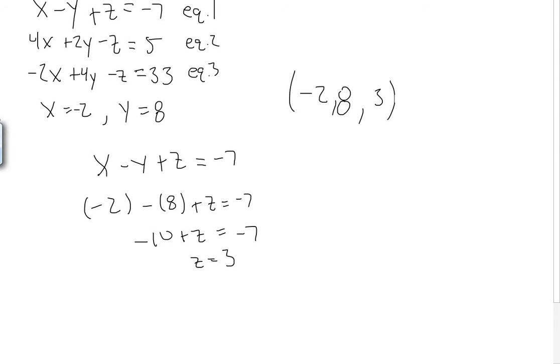I can check pretty quickly mentally. Negative 2 minus 8 is negative 10, and then plus 3 is negative 7. Or negative 2 times 4 is negative 8, plus 2 times 8, which is 16. Negative 8 plus 16 is positive 8, so that when I subtract 3, I do get 5. And if I plug in negative 2, 8, and 3, I get positive 4 plus 32, which is 36, minus 3 gives me 33. So I see that it works in all three equations. I'm fine checking. You can write out the check, of course, if you're going to check.